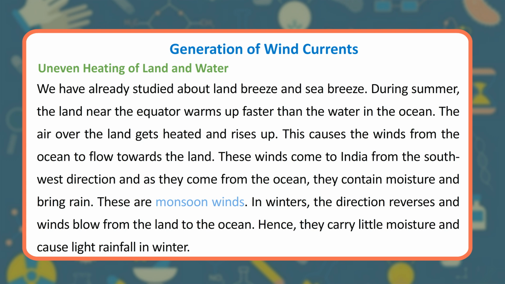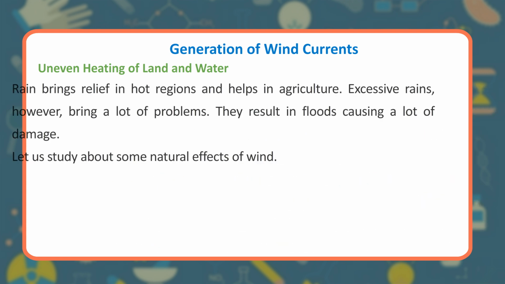These winds come to India from the southwest direction, and as they come from the ocean, they contain moisture and bring rain. These are monsoon winds. In winters, the direction reverses and winds blow from the land to the ocean. Hence, they carry little moisture and cause light rainfall in winter.